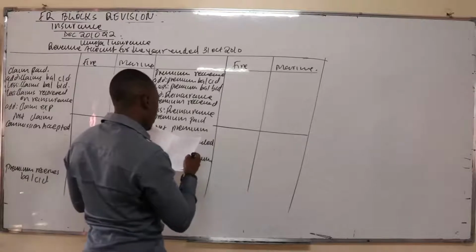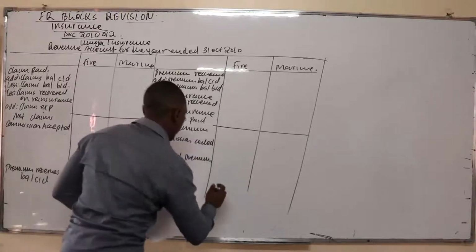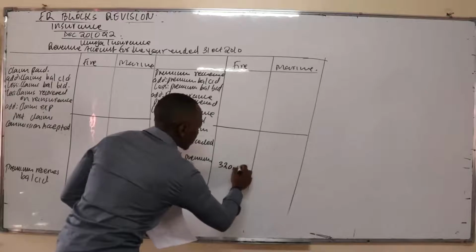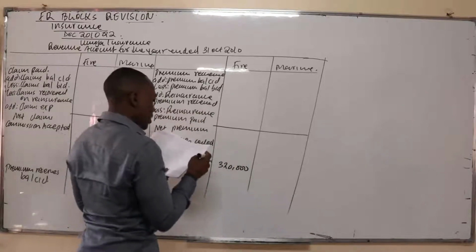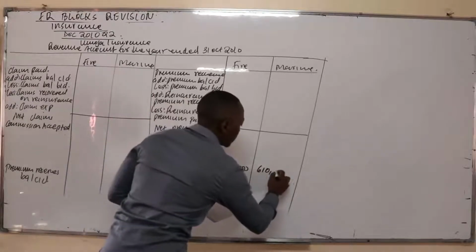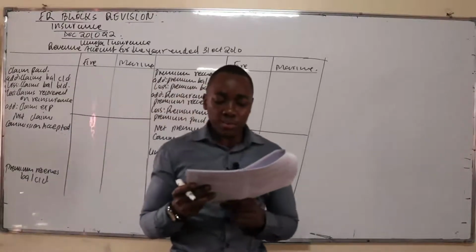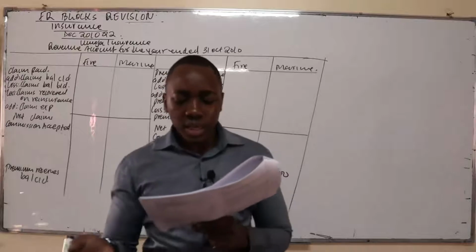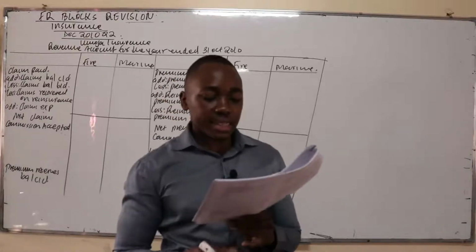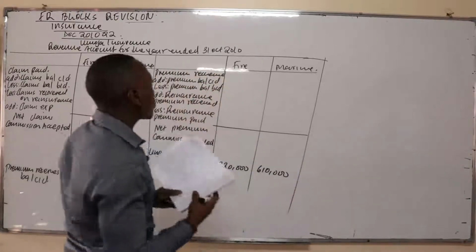The amount for fire was 320,000, and for marine was 16,000. Then we have treasury bills, government loan stock, Kengen bonds. Those are the assets. Equity investment is still an asset. Premium received goes to the revenue account.